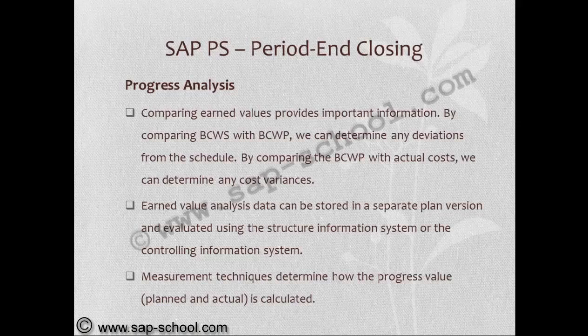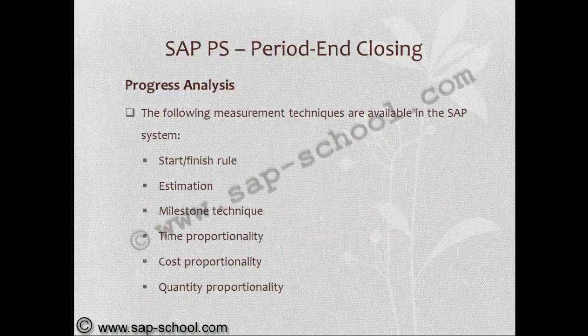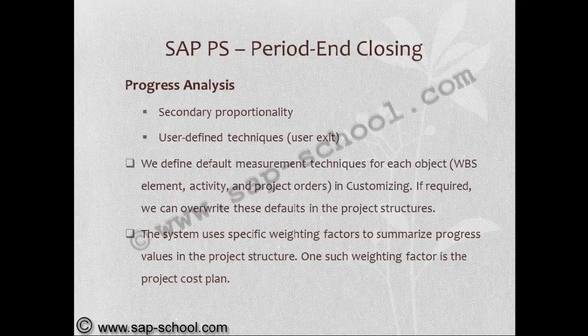Earned value analysis can be stored in a separate plan version and evaluated using the structure information system or the control information system. Measurement techniques determine how the progress value is calculated, that is, planned versus actual. The following measurement techniques are available in the SAP system: start or finish rule, estimation, milestone technique, time proportionality, cost proportionality, quantity proportionality, secondary proportionality, user defined techniques.